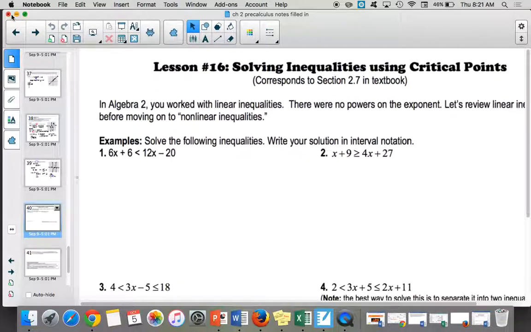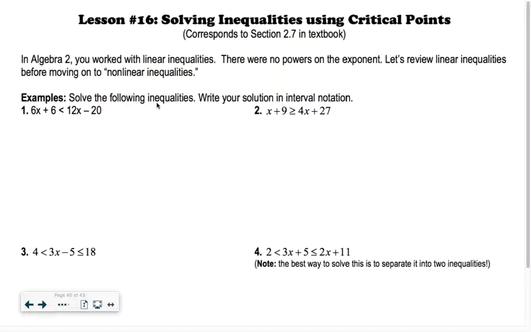This lesson is on solving inequalities using critical points. In Algebra 2 you worked with linear inequalities, where there were no powers on the exponents. We also did a little bit with quadratic inequalities, where we had parabolas dipping below the axis. So let's review the linear inequalities first, and then we're going to move on to the nonlinear ones.